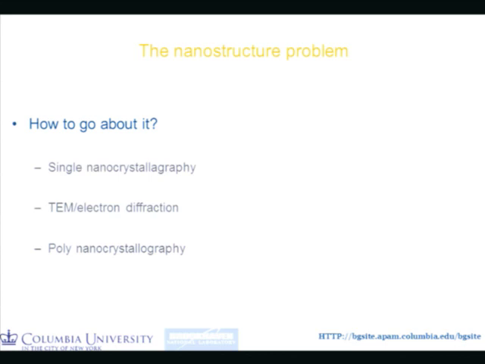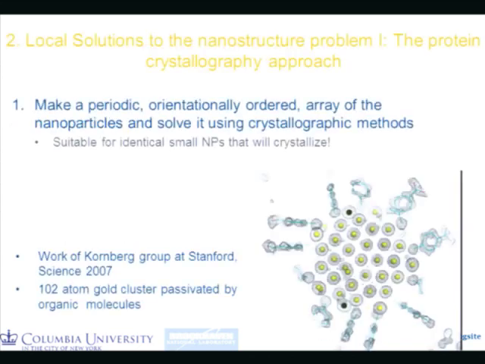So obviously, people are very interested in this. They're working on it. And roughly speaking, you could go about it in 3 different ways, actually more than this. But one of them is you could try and develop single nanocrystallography. That's like single crystallography on nanocrystals. You can, of course, use TEM electron diffraction. I put that in because of our colleagues over the road there. And in analogy with what we do here, you can do polynanocrystallinity or powder nanocrystallinity. So we're going to explore these just briefly.